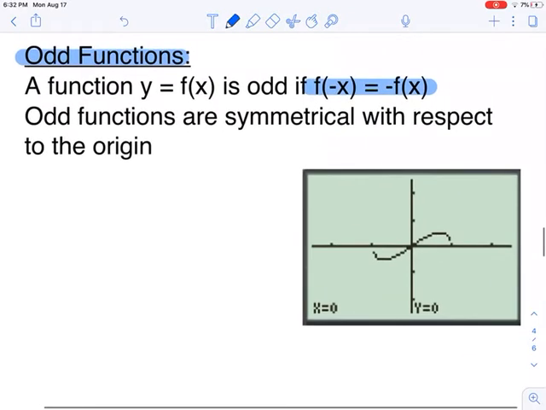Now let's come back to our odd functions. Our odd functions are symmetrical about the origin. So let's think about our 8 basic functions and which of those would be odd.